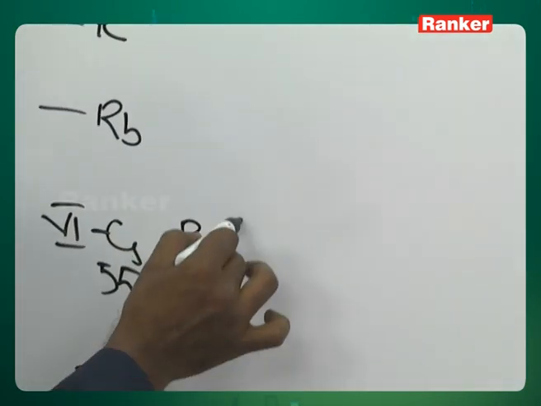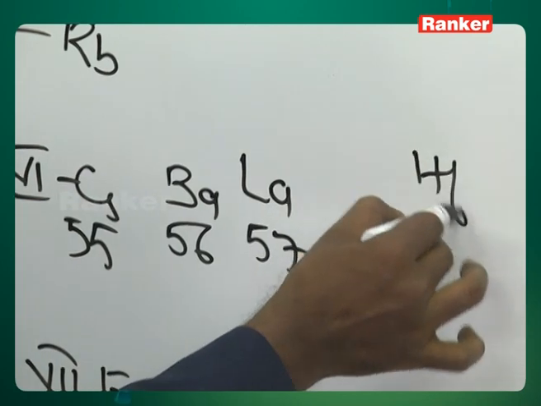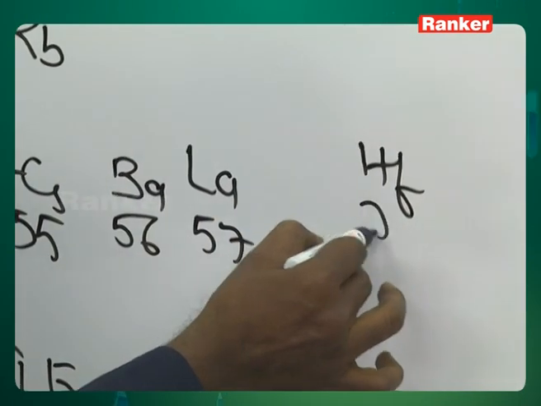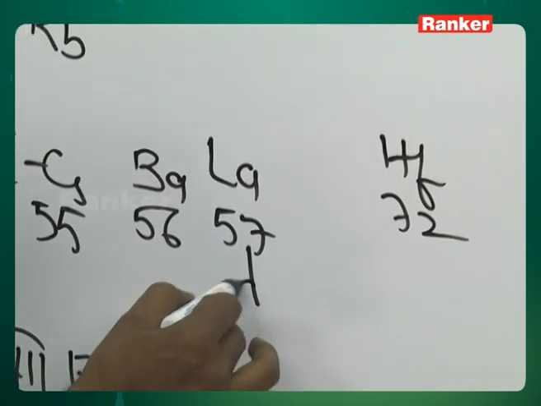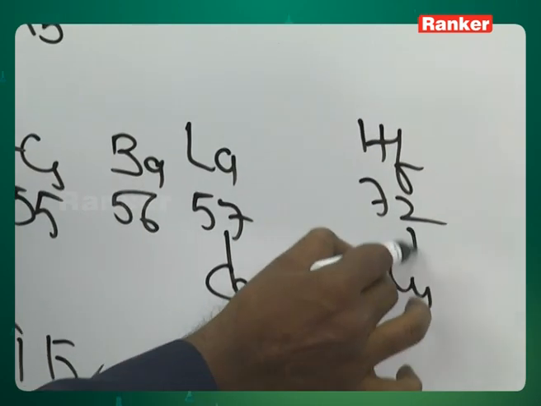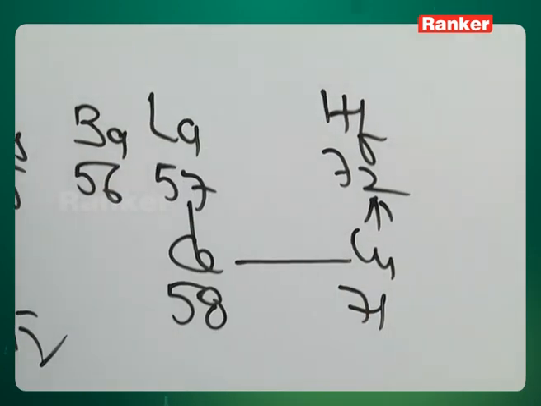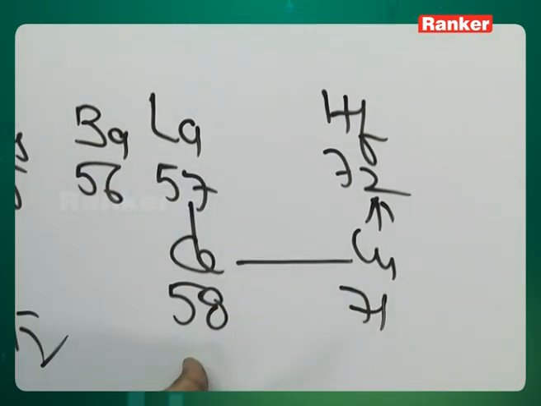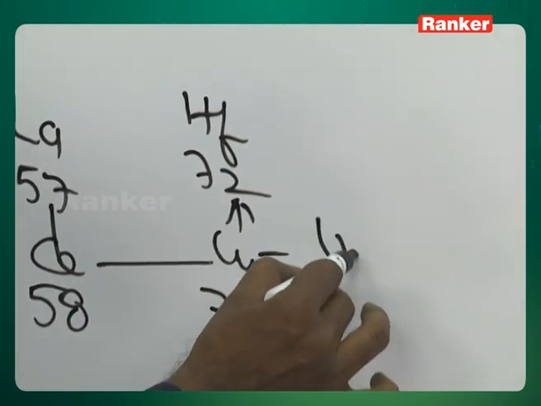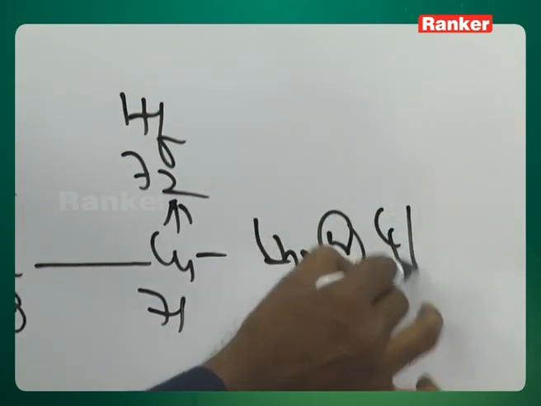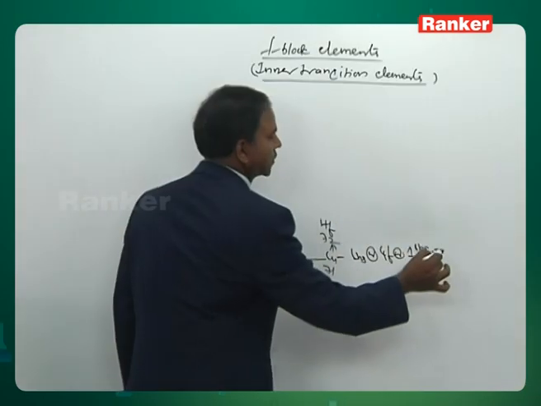After 56 you are getting lanthanum. Lanthanum is 57. Lanthanum to hafnium, which is 72. In between lanthanum and hafnium, the elements are actually cerium to lutetium, 58 to lutetium 71. This cerium to lutetium, 58th element to 71st element, you can consider as lanthanides, or 4F series, or the first inner transition series.